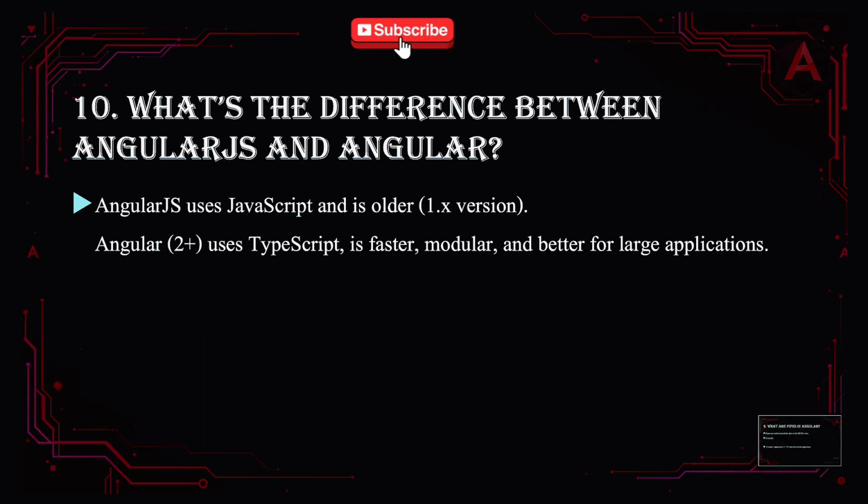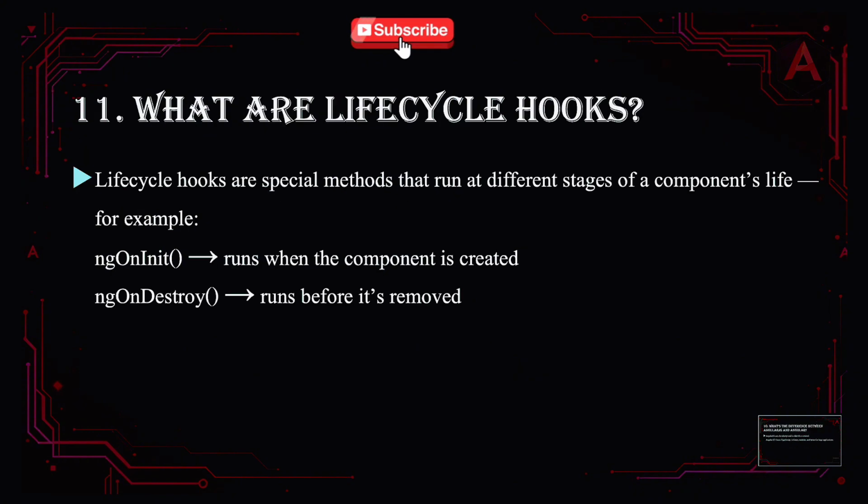Question 10. What's the difference between AngularJS and Angular? AngularJS was built with JavaScript, while Angular from version 2 plus is built with TypeScript. Angular is faster and more modular. All right, halfway done. Let's move on to the next question.